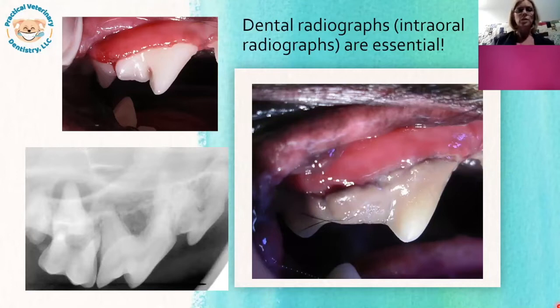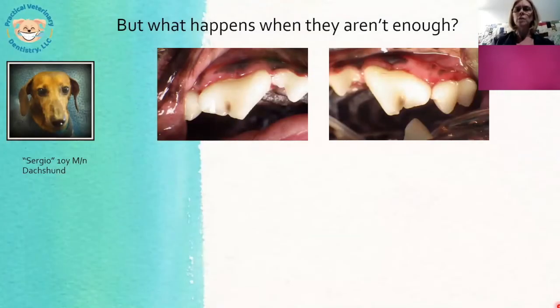But you can see on this intraoral radiograph here that we do have a periapical lesion around the molar, and it wouldn't surprise you that that would cause a facial swelling in this dog, even though the upper fourth premolar looks really nice. But what happens when dental radiographs aren't enough? That's a real frustration for us. So it was for me.